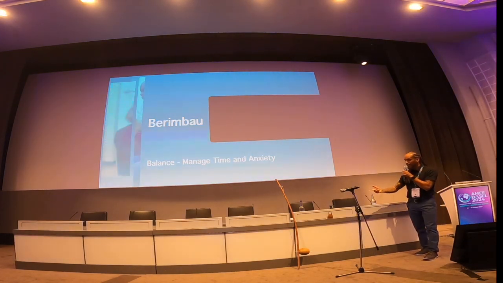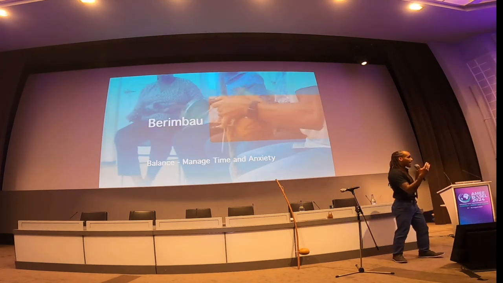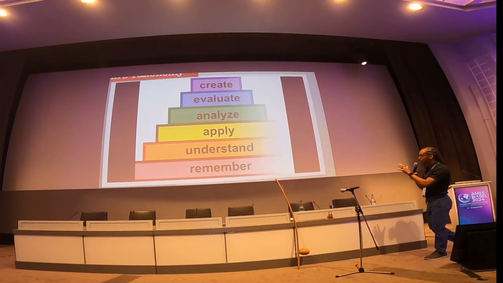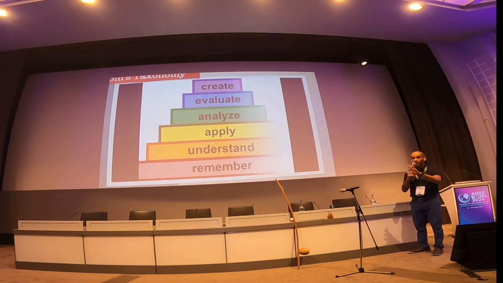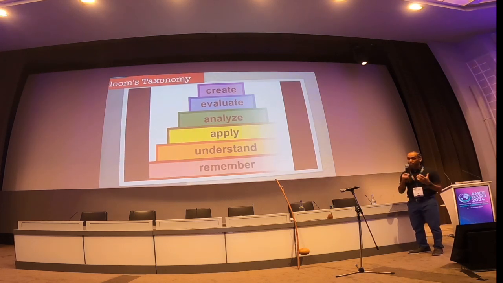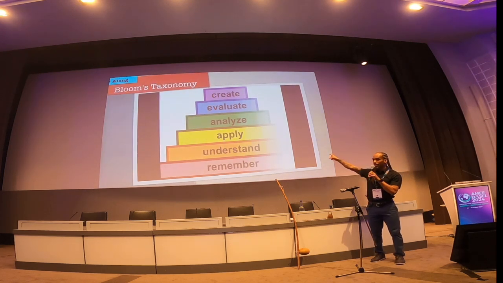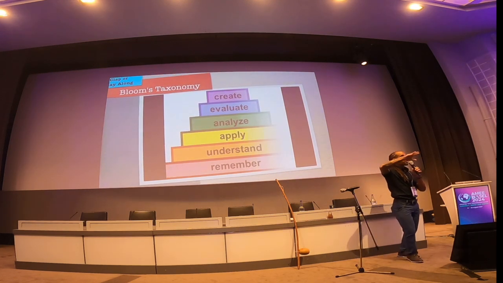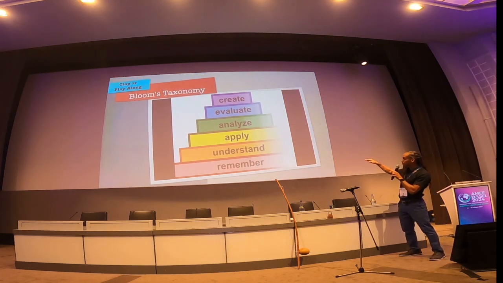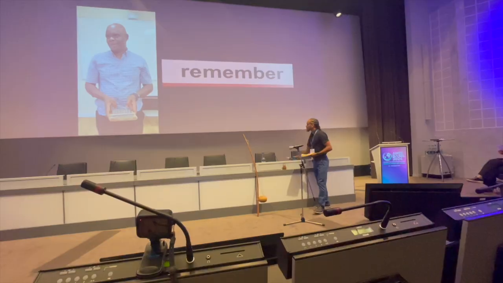Berimbau, the string instrument right here, represents the idea of balance, the importance of being able to manage time and handle anxiety. Now, if you're familiar with Bloom's taxonomy, you know that it provides a structure for how we can understand the learning process. These are the outcomes that we're looking to produce in our students. When you see an instrument on the video on the next slide, if you have an instrument near you, I want you to try and play along, okay? Think about these ideas. Remember, understand, apply, analyze, evaluate, create.